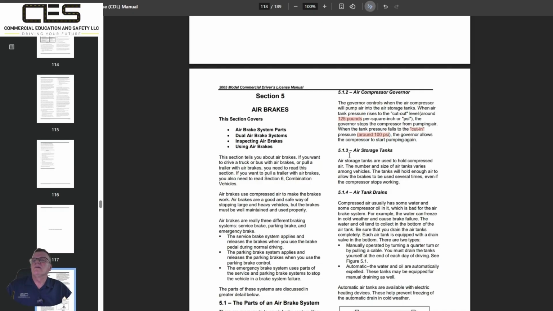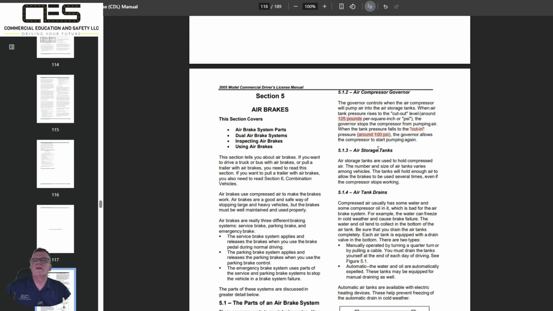We'll move to section 5.1.3, air storage tanks. When you make that air, it has to go somewhere. Think of it like a fuel tank, but it's air. I have to have fuel for my brakes. It's not fuel, it's air, but we have to have these tanks to store this air. Air storage tanks are used to hold compressed air. The number and size of air tanks varies among vehicles.